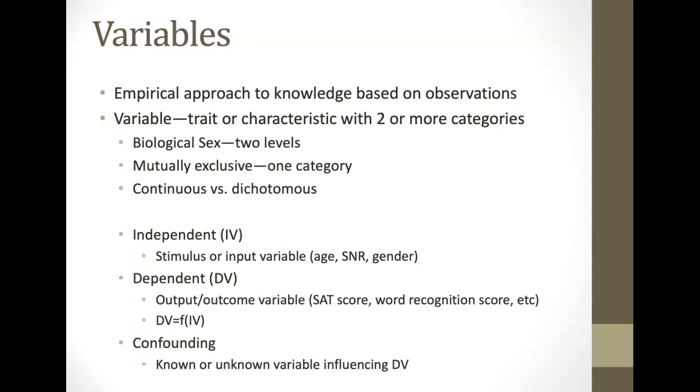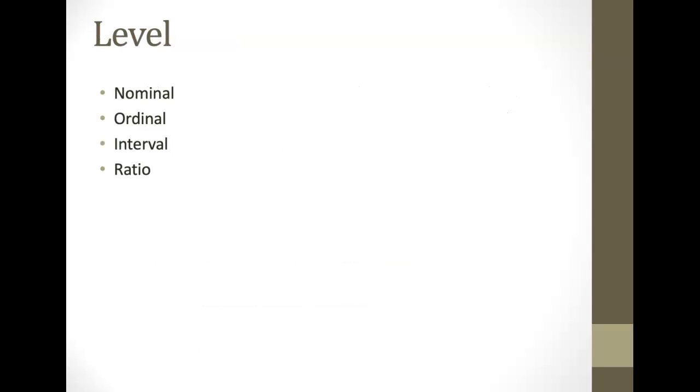So if you do a study where you say we're going to use two signal to noise ratios, +5 and -5, and we're going to measure the word recognition score, well, your word recognition score is your dependent, your signal to noise ratio is your independent, because you're manipulating those. Then we talked about confounding variables, which are variables that you either can't control or you don't know about.